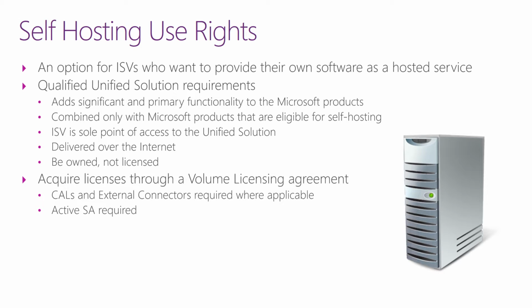You can see here on the slide that licenses are still acquired through traditional volume licensing agreements, where of course active software assurance is required, and, quite excitingly, these unified solutions can now be deployed on shared servers. This gives an ISV the opportunity to either run the unified solution on their own servers, or to make use of a service provider's shared servers, a flexibility that only arrived in 2016.